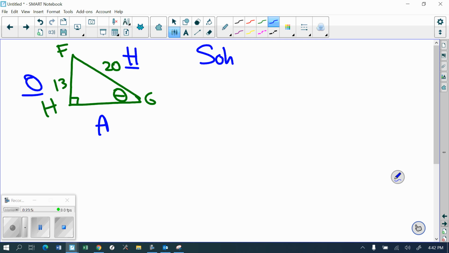Again, I look at SOHCAHTOA. Where is the O and the H? Right there. So it tells you I'm going to use sine. The sine of theta. Right next to the trig function, sine, cosine, or tangent, is always the angle measure. This is always angle measure.